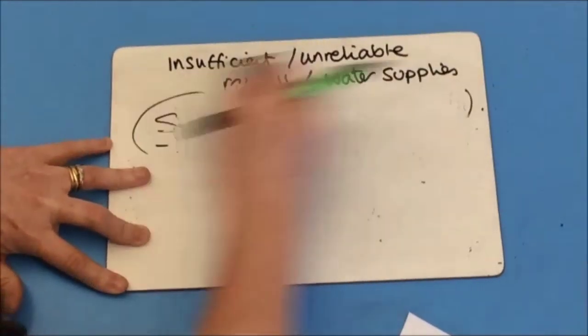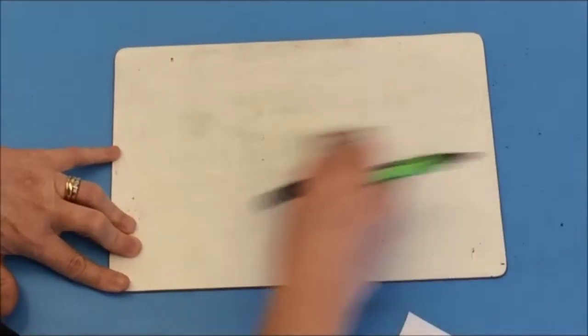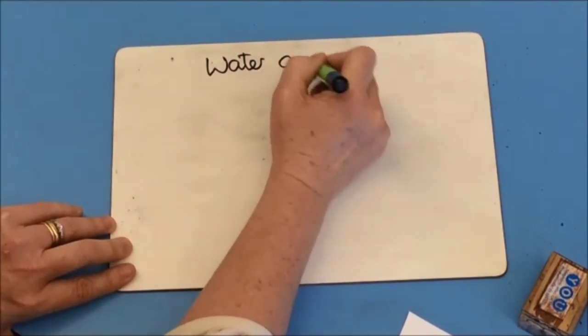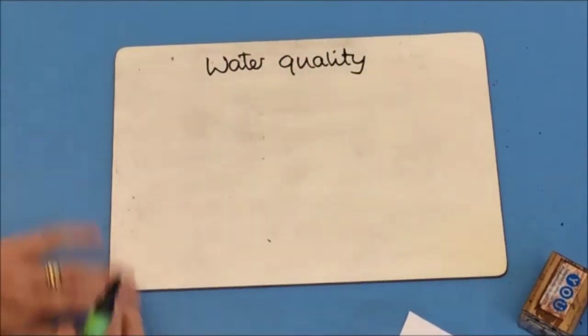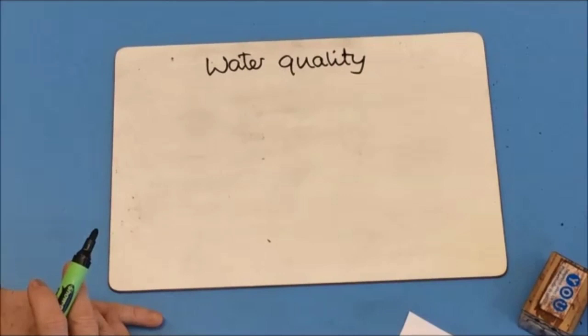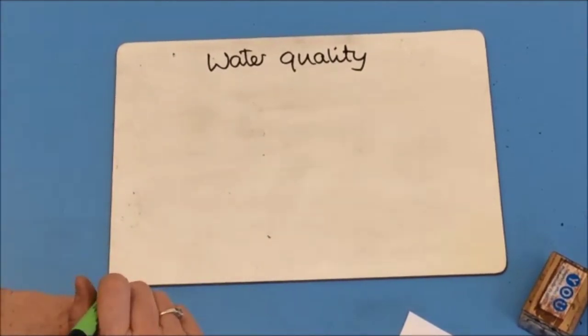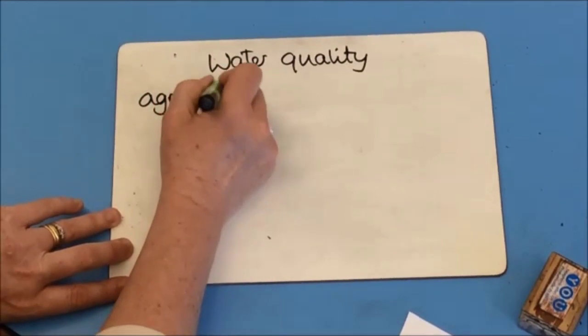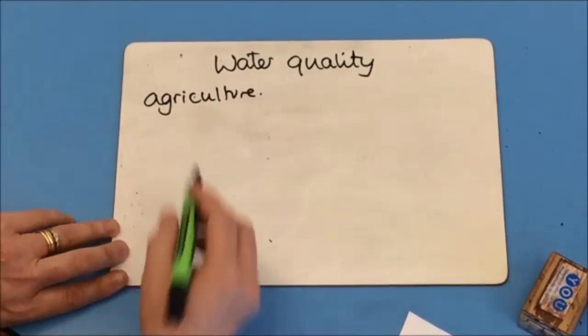So let's have a think about water quality next. What kind of human activities are affecting water quality? So there is plenty of water around, but the quality isn't good enough for it to be used. And we need to divide this, don't we? So we need to think about how agriculture is affecting water quality.